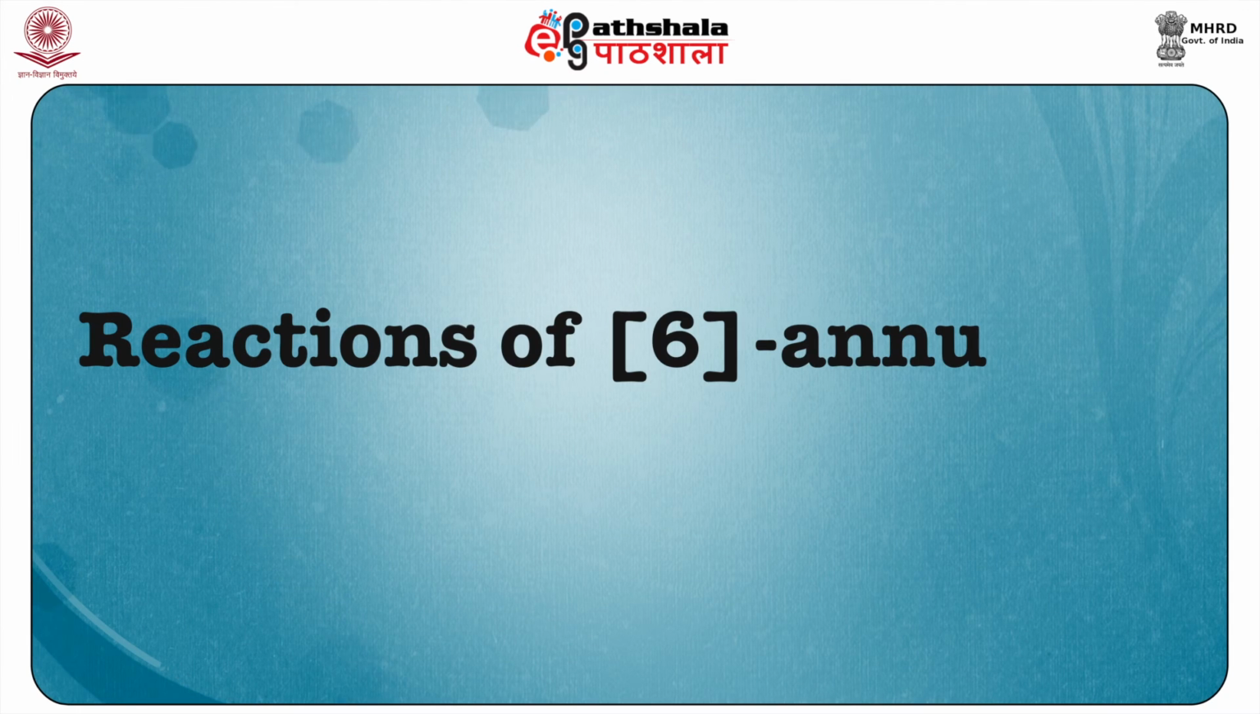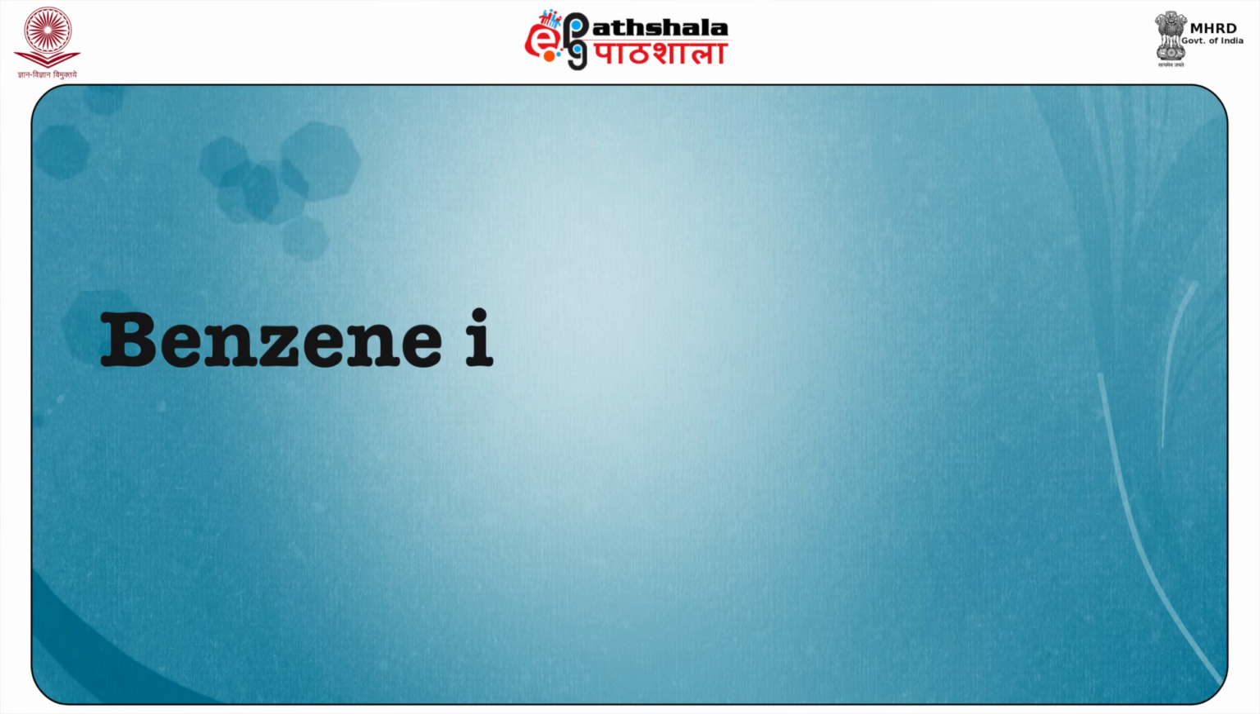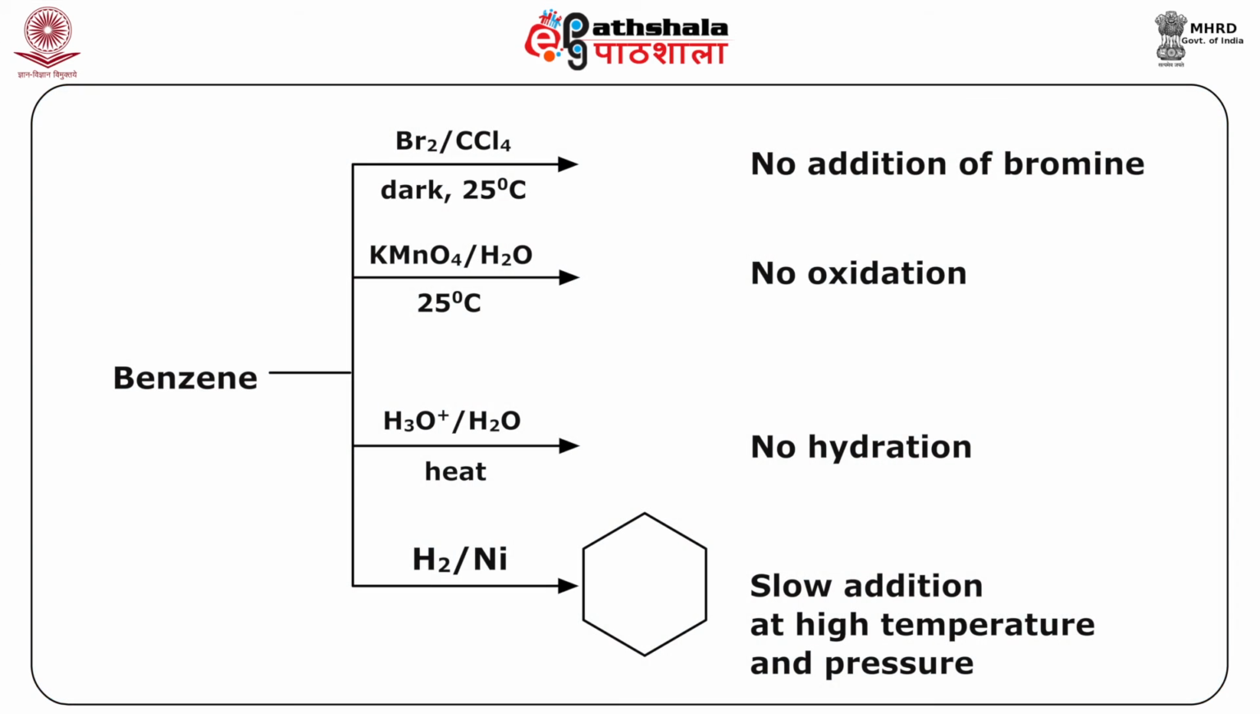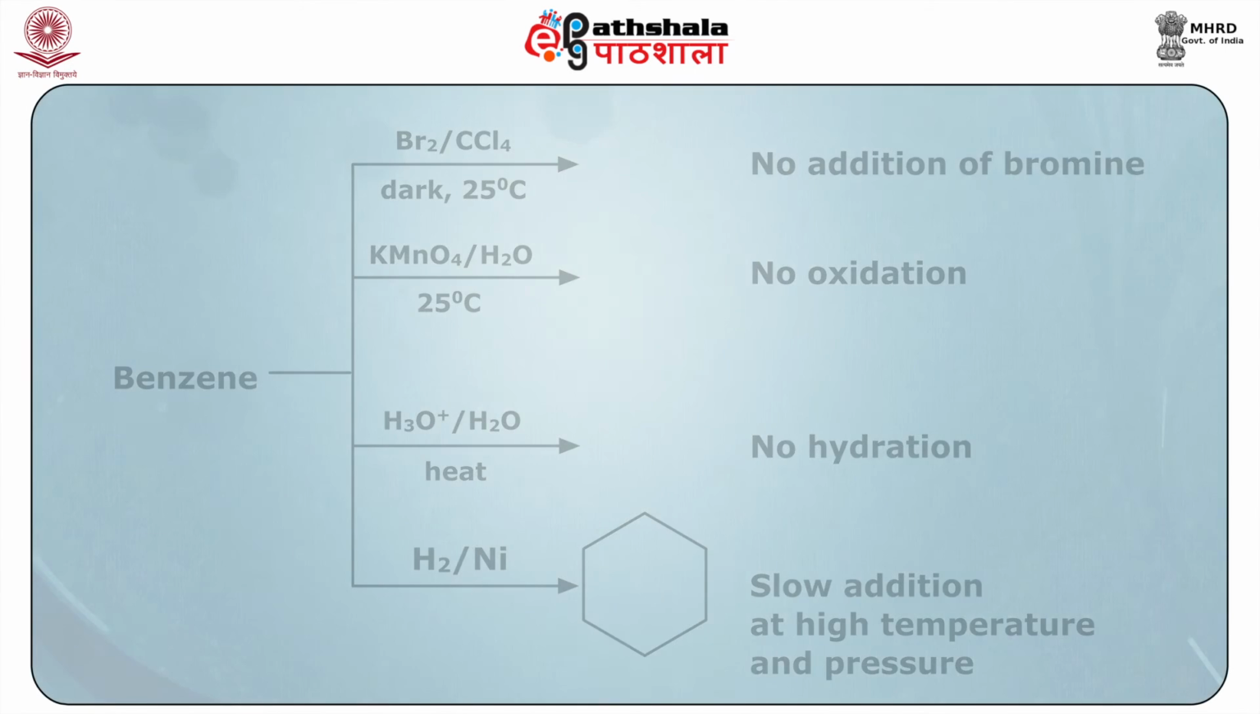Reactions of 6-annulene. Benzene is 6-annulene. This is a very well-known aromatic compound. It is highly unsaturated, but it does not undergo any regular reactions of alkenes such as addition or oxidation. It does not lead to the addition of bromine, no oxidation, no hydration and no hydrogenation, which might take place only under high temperature and pressure.